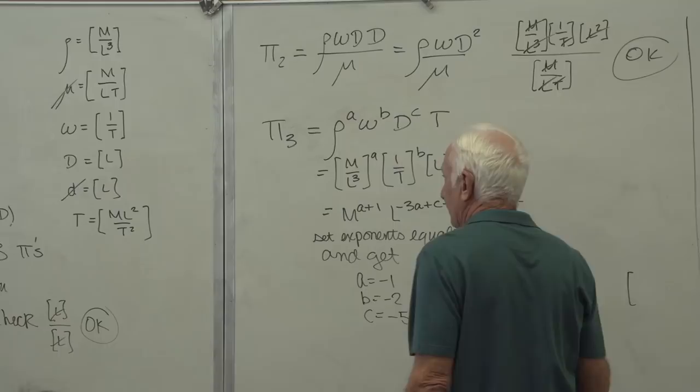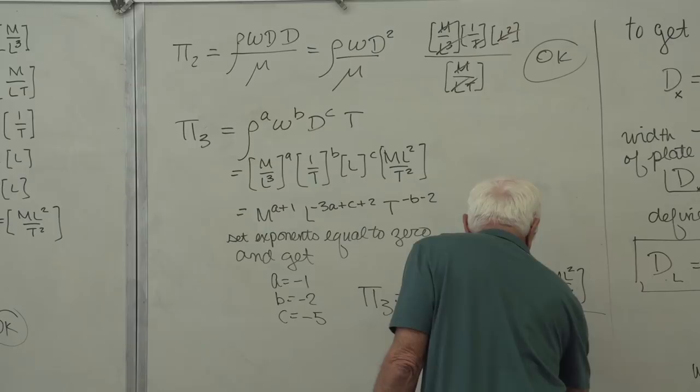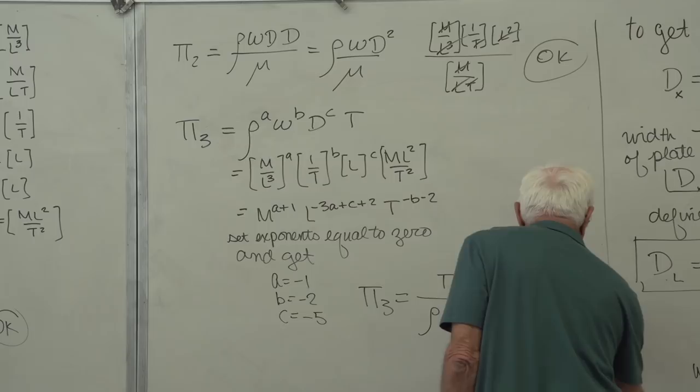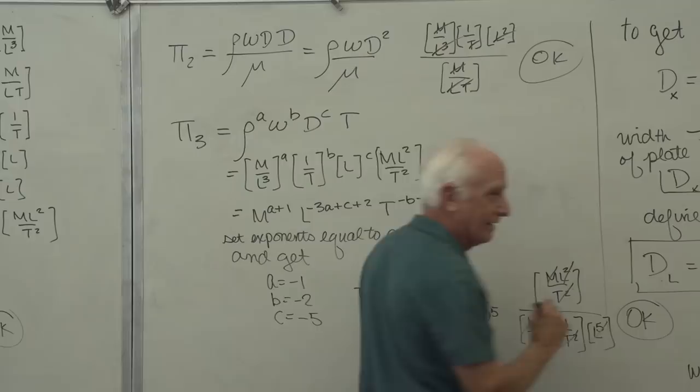I better check it. Torque is ML squared over T squared. Rho is M over L cubed. Omega is 1 over T squared. D is length squared. Length to the fifth, pardon me. Length to the fifth. Cancel, cancel, cancel. Yep, it all cancels out. I am okay. I found pi 3.